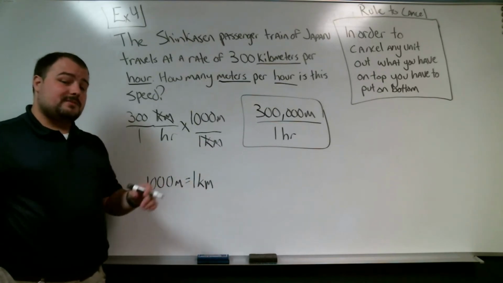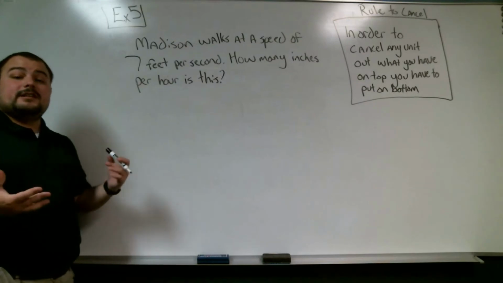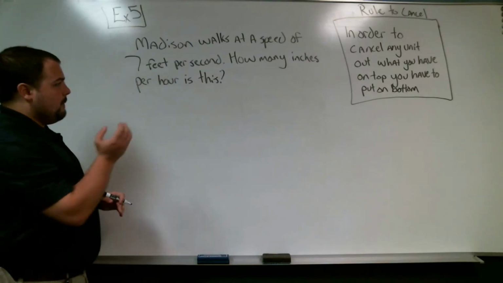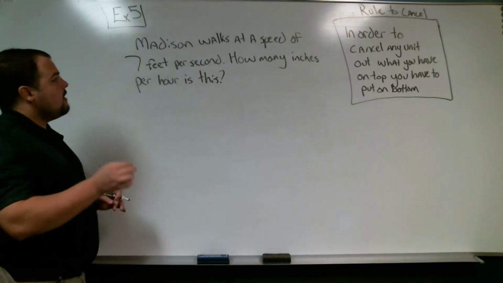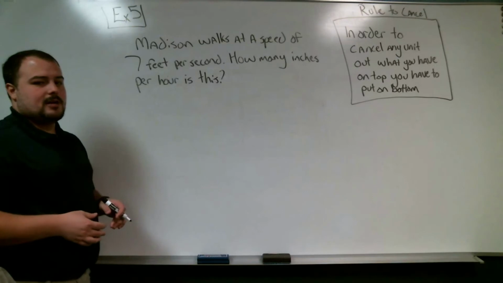Let's go ahead and try some more problems. I feel like you guys may be getting this. Alright. Example 5. This is where I'm going to challenge you a little bit. We're going to change things up. Go ahead and pause, copy down this problem. Madison walks at a speed of 7 feet per second. How many inches per hour is this?